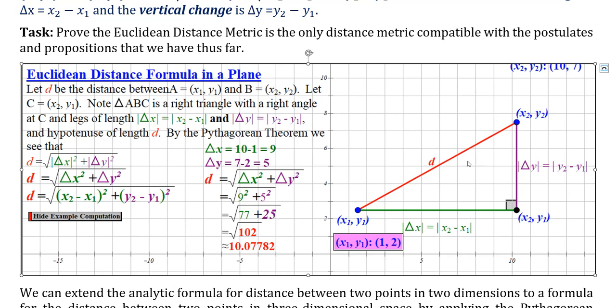Something's a little bit off on this drawing. That's supposed to be the point 1, 2, which would be 1 this way and 2 up. So it looks like it's off just a little bit. It's been moved up to the right a little bit.